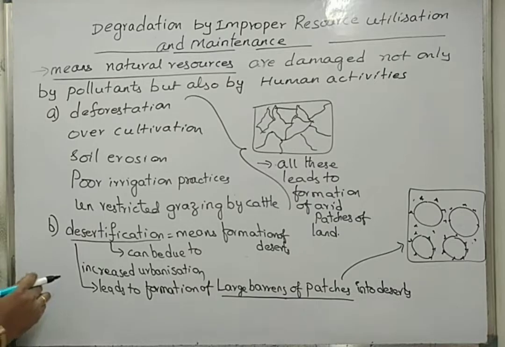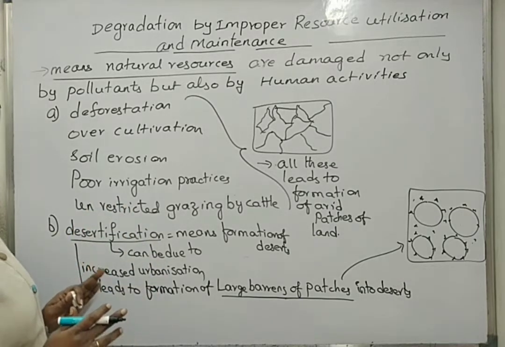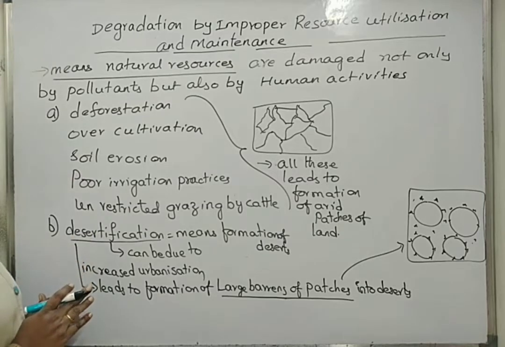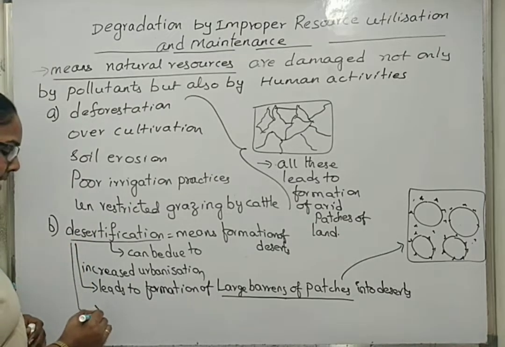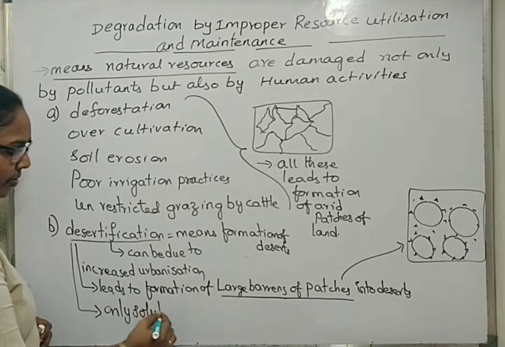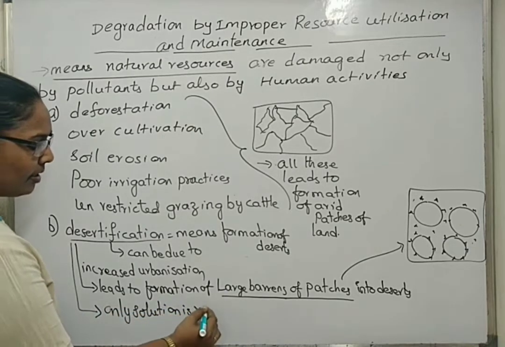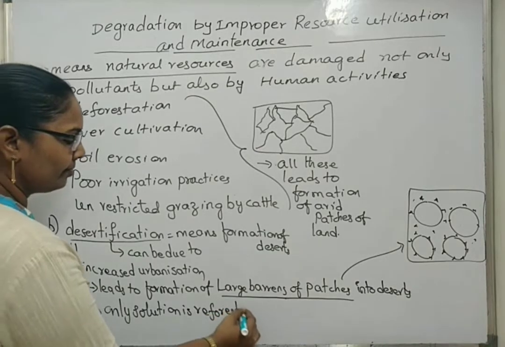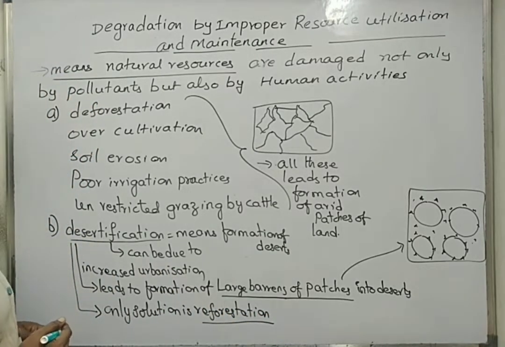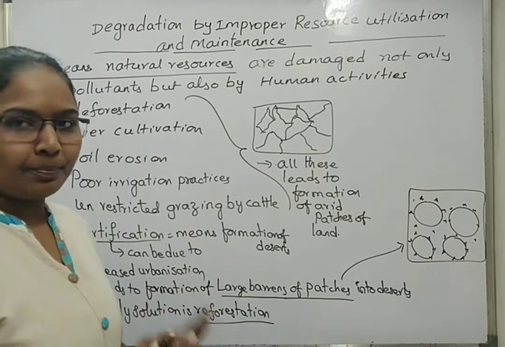So what is the solution to all these factors that are leading to soil erosion, deforestation, desertification, etc.? The only solution is reforestation. So how can reforestation be done? Reforestation can be done by planting the plants.